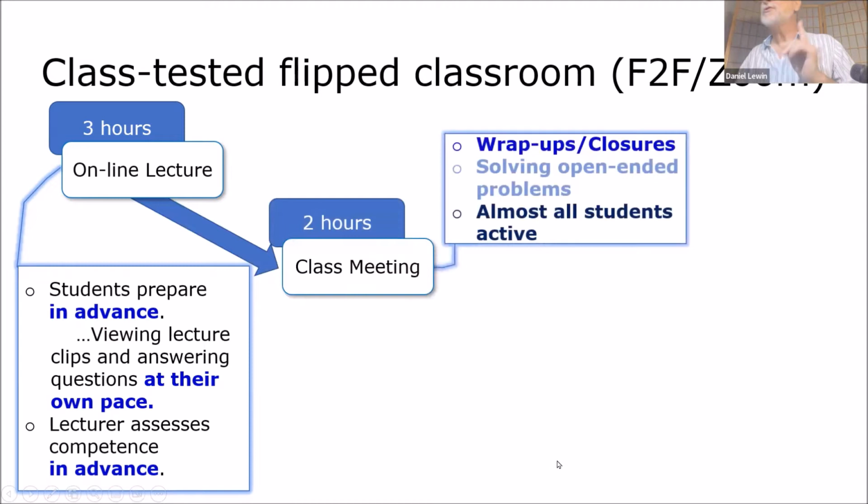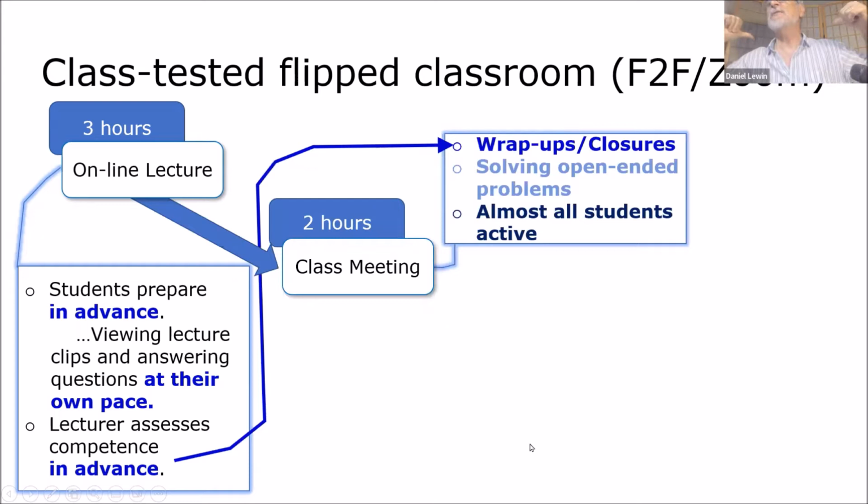The first thing we do is, because I've seen how they did the tasks at home, if there was something that was particularly difficult for the students, I can do wrap up and closure on those things in class because I already know what they did at home. But most of the time, I use class time to solve open-ended problems. And the nice thing is, most of the students who come to these class meetings are really active. Okay, and I see that happening.